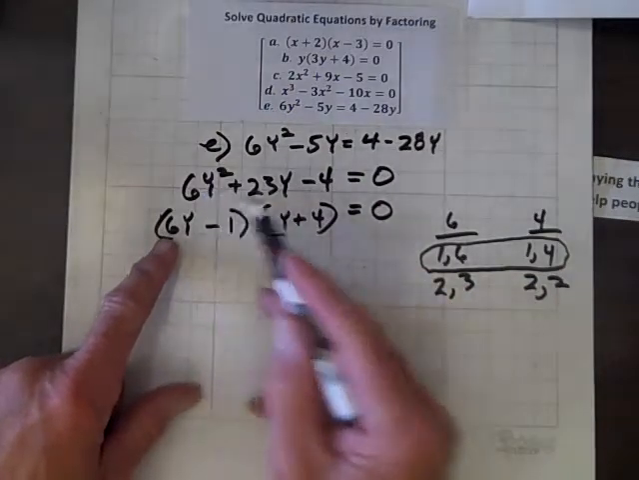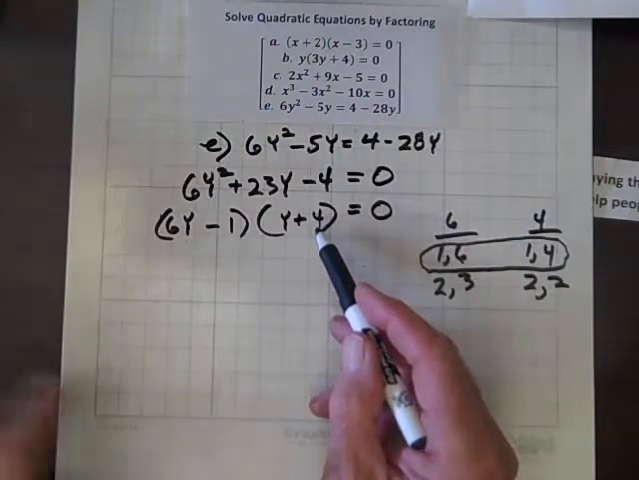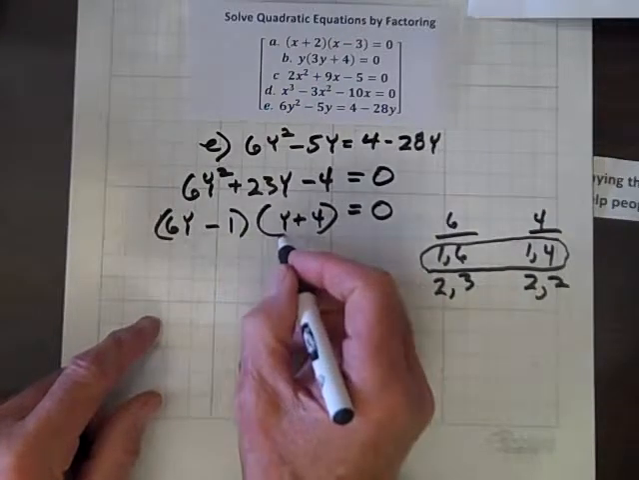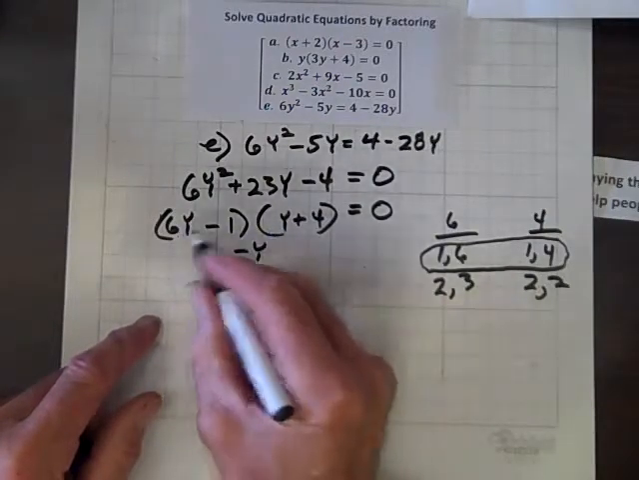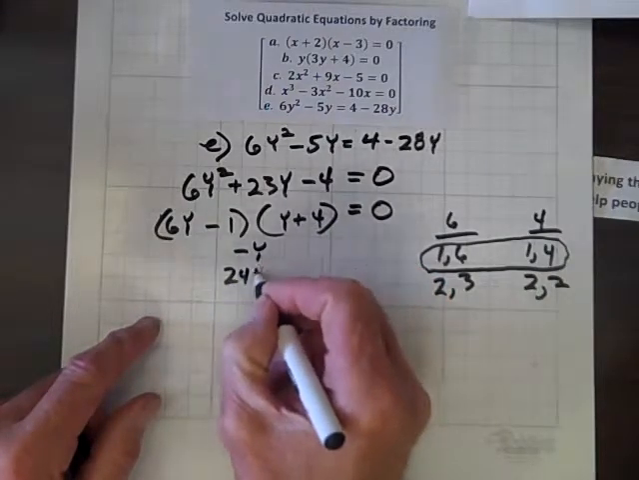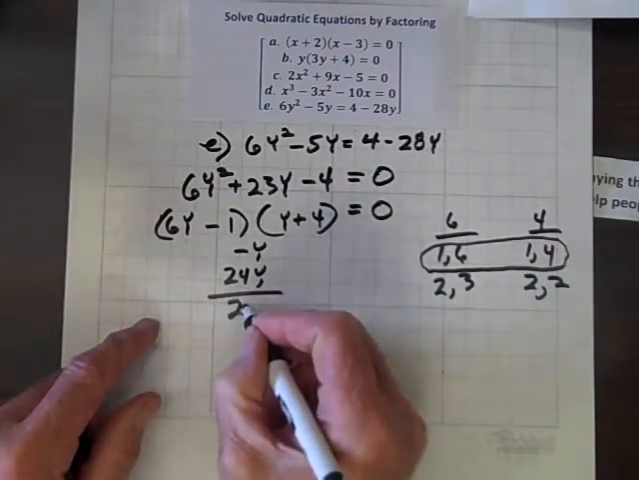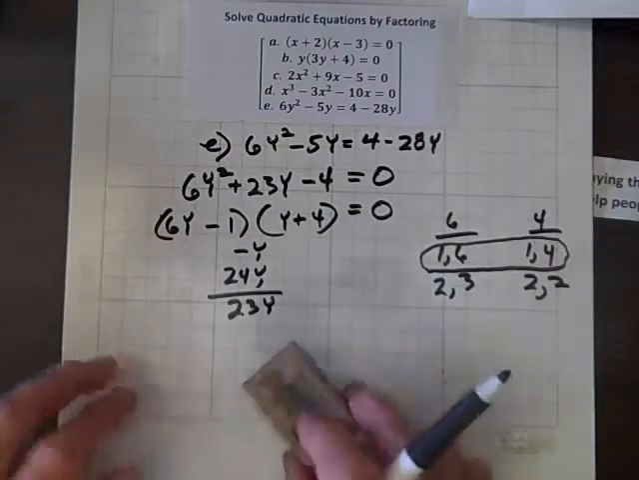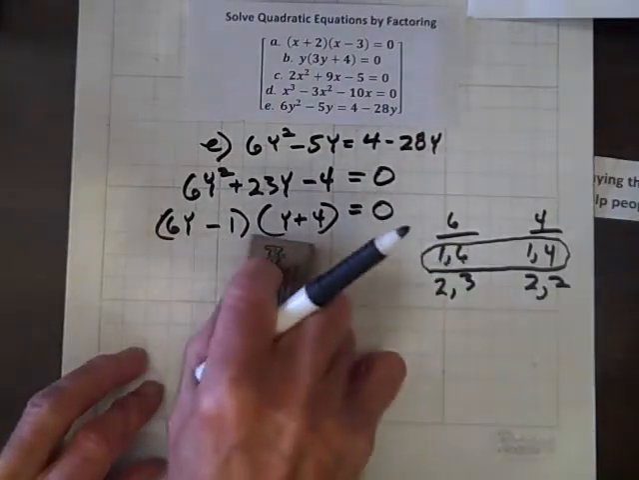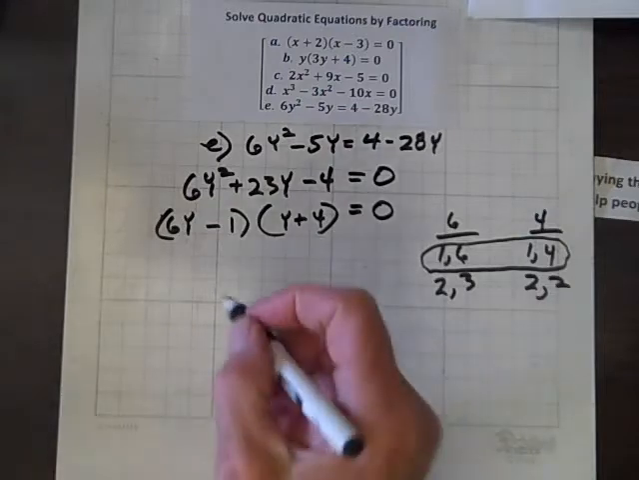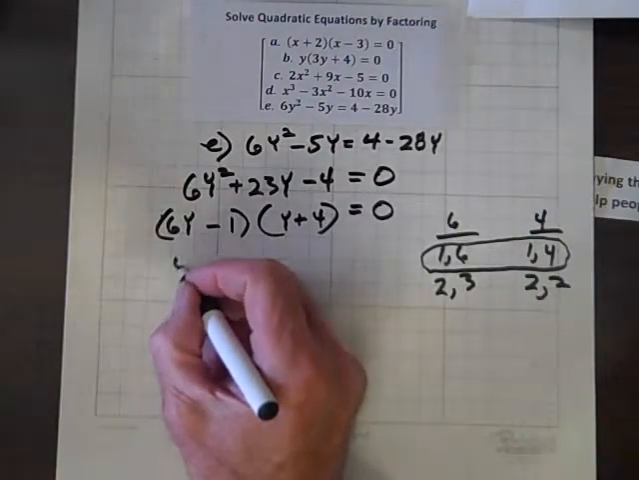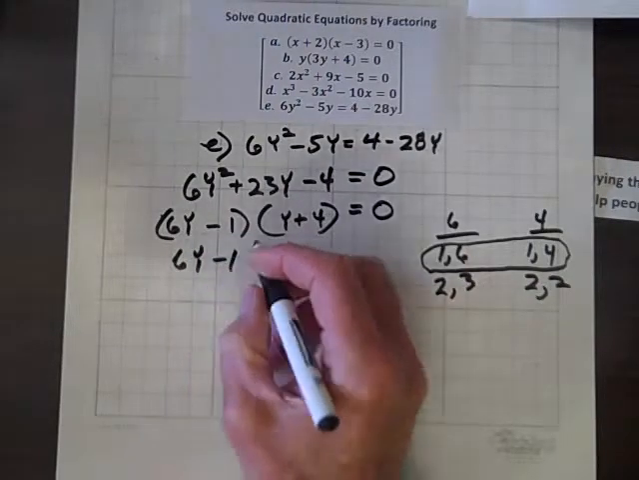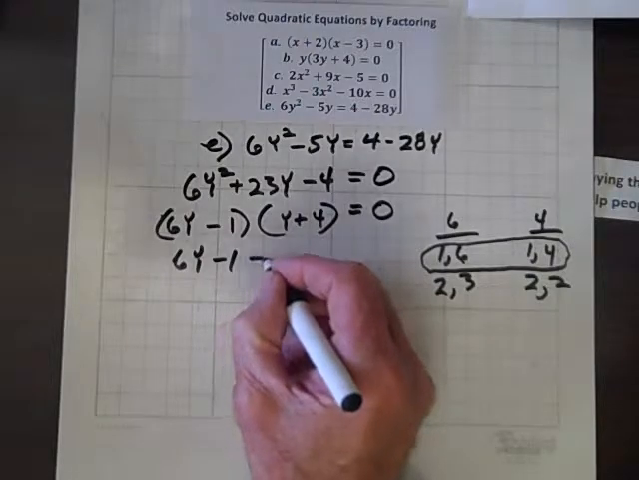6y times y is 6y squared. Negative 1 times 4 is negative 4. Let's check out the middle term. Negative y, the product of these two. The product of these two is 24y. Add them up and there's our 23y, which is the middle term. So we have factored correctly. Now we'll set each of these factors equal to 0 and solve for the values of y that will take this equation to 0.